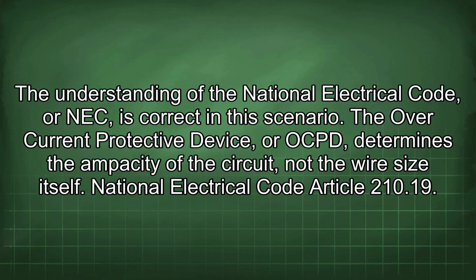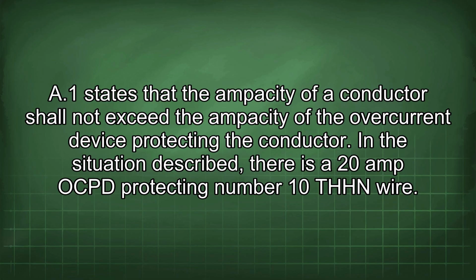The understanding of the National Electrical Code, or NEC, is correct in this scenario. The overcurrent protective device, or OCPD, determines the ampacity of the circuit, not the wire size itself. National Electrical Code Article 210.19(A)(1) states that the ampacity of a conductor shall not exceed the ampacity of the overcurrent device protecting the conductor.